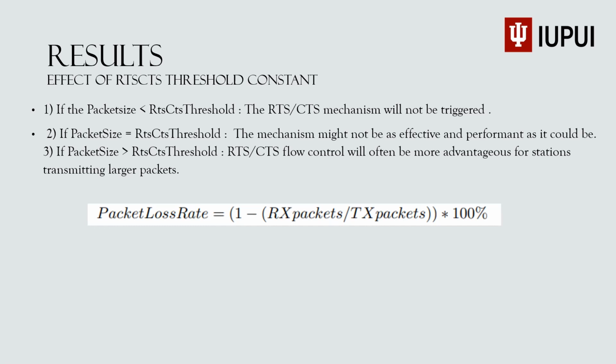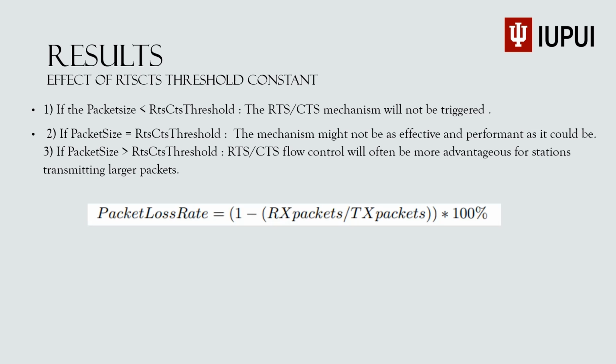If the wireless channel is open and no other nodes are transmitting, the transmitter will send the data without asking the receiver's consent. Hence, RTS-CTS flow control may not be of much use to the stations transmitting smaller packets. If the packet size is equal to the RTS-CTS threshold, the mechanism will behave differently depending upon the individual implementation of the Wi-Fi device and the network settings. The mechanism will not be as effective and performant as it could be.